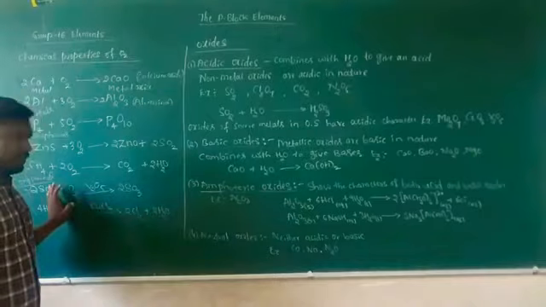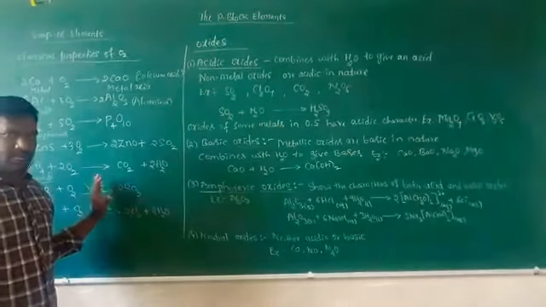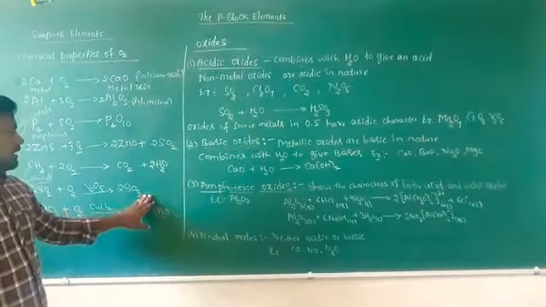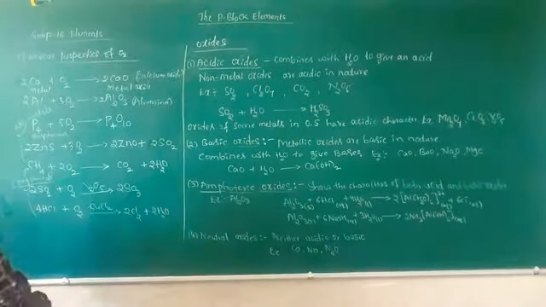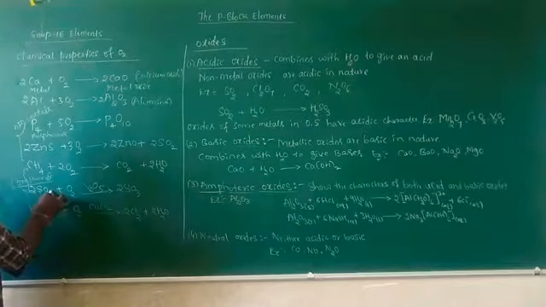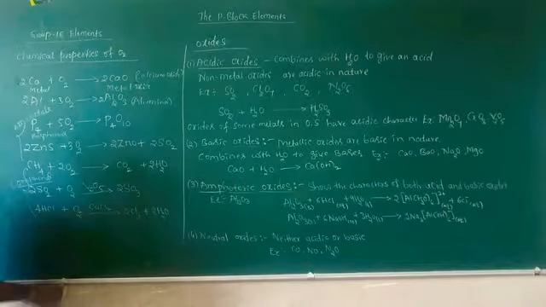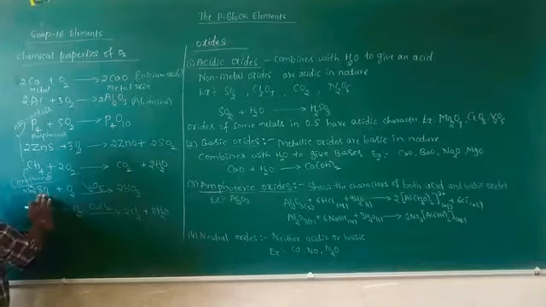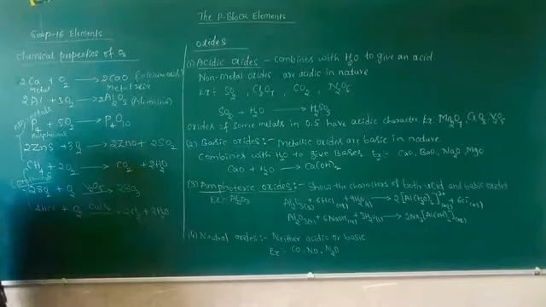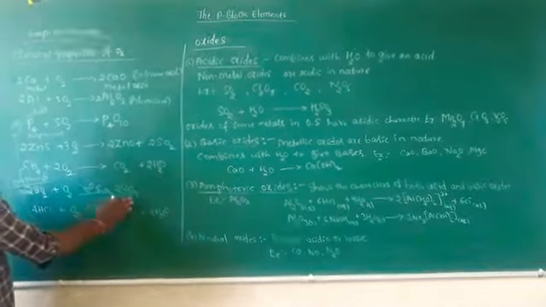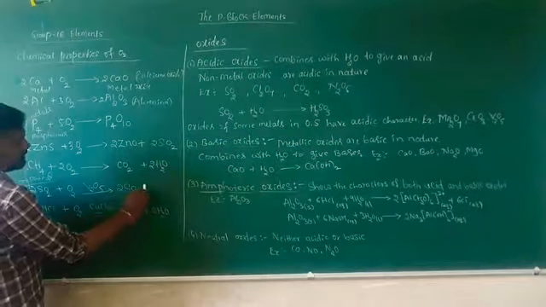Dioxygen reacts with compounds in the presence of respective catalysts and converts them into oxides. Example, sulfur dioxide reacts with oxygen in the presence of vanadium pentoxide, V2O5. Vanadium pentoxide is the catalyst. It converts sulfur dioxide into sulfur trioxide, SO2 to SO3.